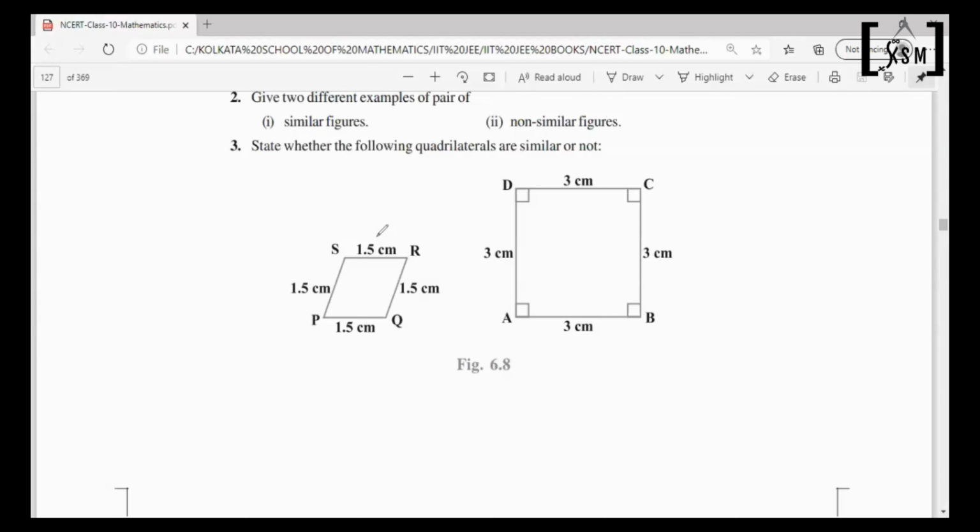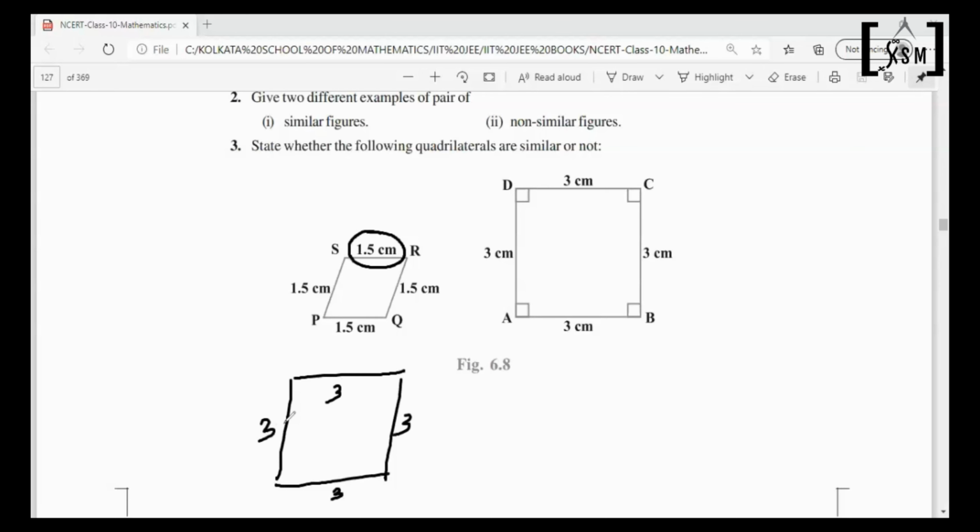Right, till what we have learned. But these two figures are not similar because this is a rhombus and this is a square. These two are not similar figures. If you compare a rhombus with another rhombus of side 3 centimeter, of course we can say they will be similar. You understand?